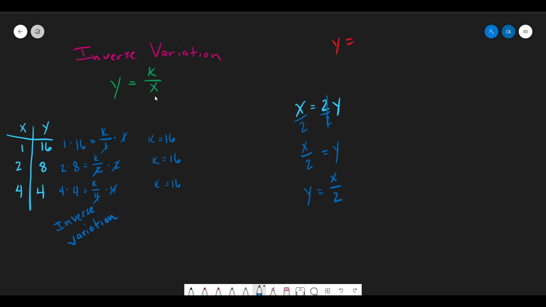The x and the y. The x has to be in the denominator, and the y is obviously on the other side. Here, my k is the 2 in the denominator, which really, when I rewrite this, is 1/2 x. This is a direct variation. So you have to be careful with that. The number has to be in the numerator in order for this to be an inverse variation. It can't be in the denominator. If it's in the denominator, it's a direct variation. So you have to be very careful with that.